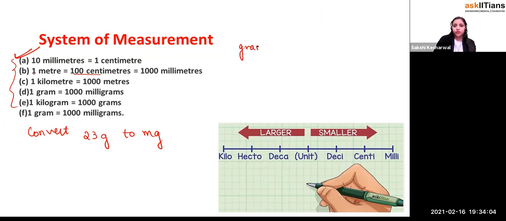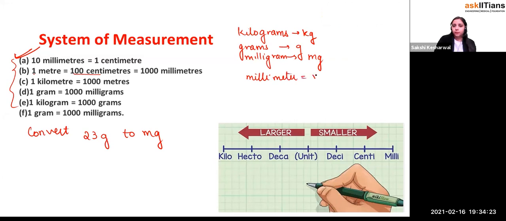So what are the abbreviations we use? Grams as g, milligrams as mg, right? Kilograms as kg, right? And then we write millimeter as mm, right? Centimeter we write as cm, and meter we write this as what, beta? m.